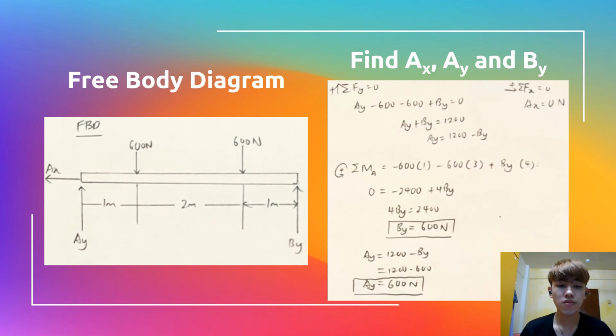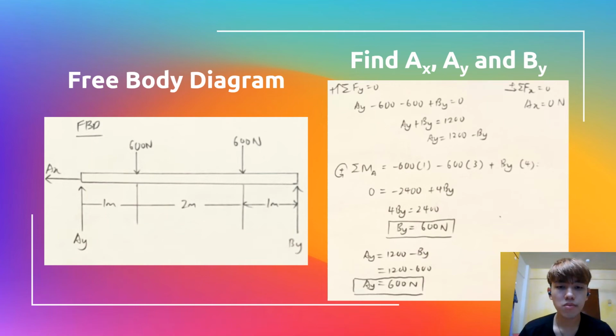Secondly, I drew the free body diagram with the A component and also the B component. Then I identified AX, AY and BY by using the resultant force equal to 0 and also the moment equal to 0. I let the resultant force of Fy equal to 0, then I managed to get a formula which is AY equal to 1200 minus BY. For Fs, there's no other force acting along the S axis, so we can directly say that AS is equal to 0 Newton.